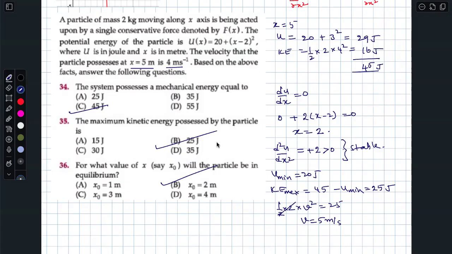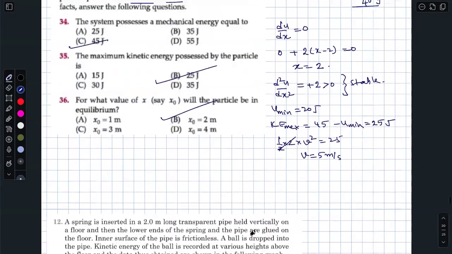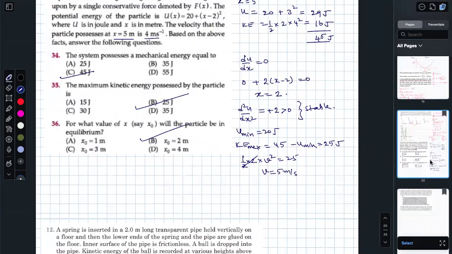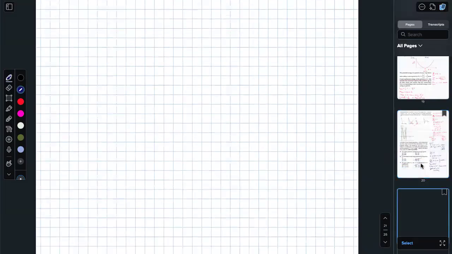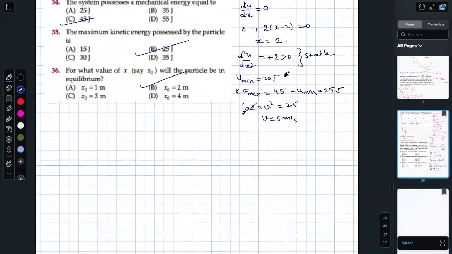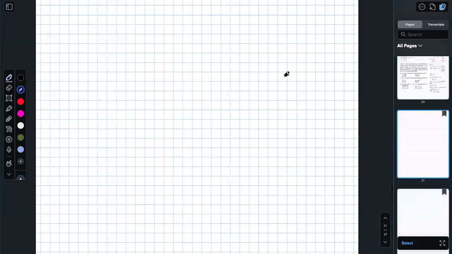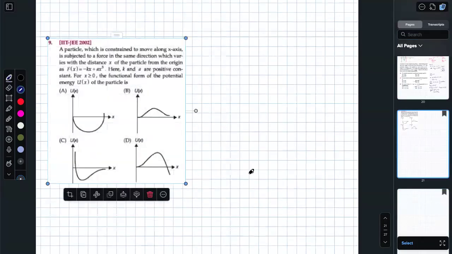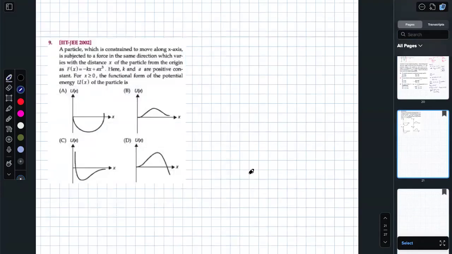This is the question which was given in IIT JEE 2002. Let me see how many students are prepared for this question. It's a challenge for you. This was given in IIT JEE 2002.